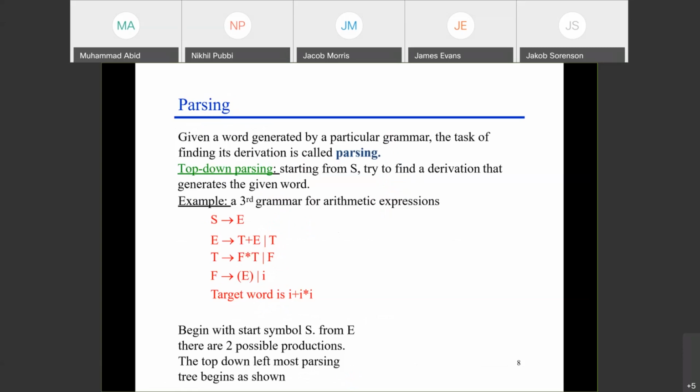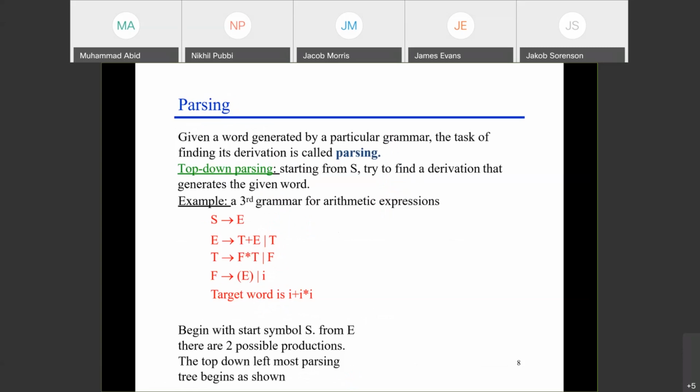So now we are interested in the parsing problem. What we are saying is the membership issue: we have a word or sentence, and we want to see whether we are able to generate this word from this grammar. It's the membership question, whether this belongs to this grammar or not. So we can do that.